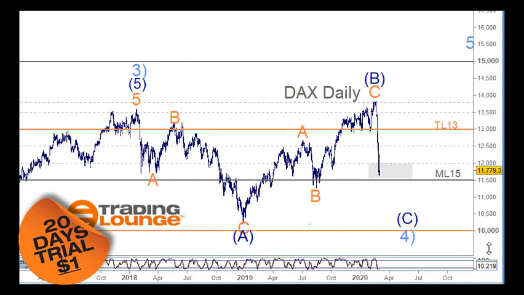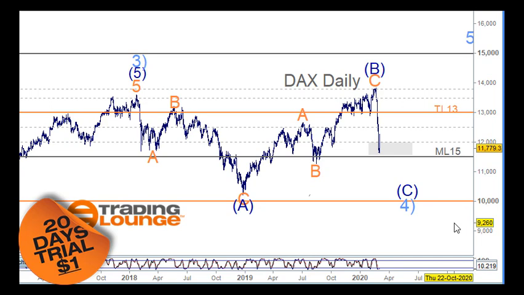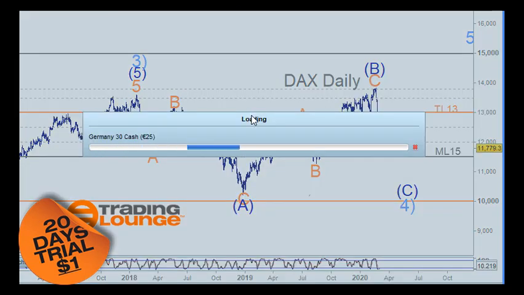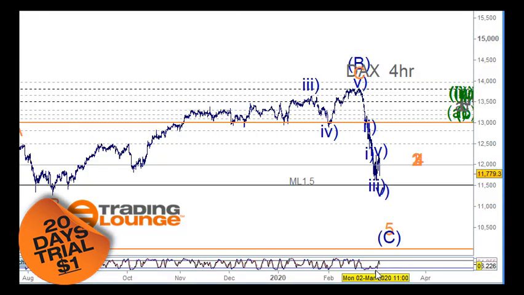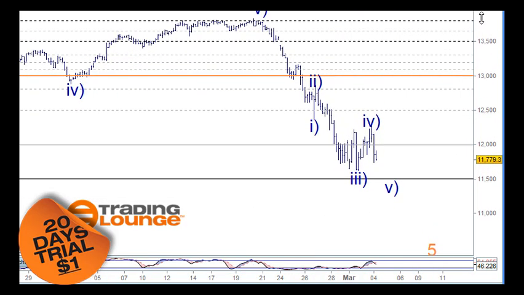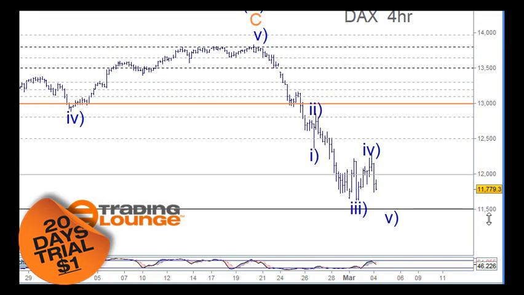So with a flat correction, we would be looking for 5 waves down, which would take us down to, say, the 10,000. But let's just stay within this trend here for the time being. So I'll go to the 4-hour chart. So this is one way to look at this particular move to the downside here. That would bring us one more move to the downside here.